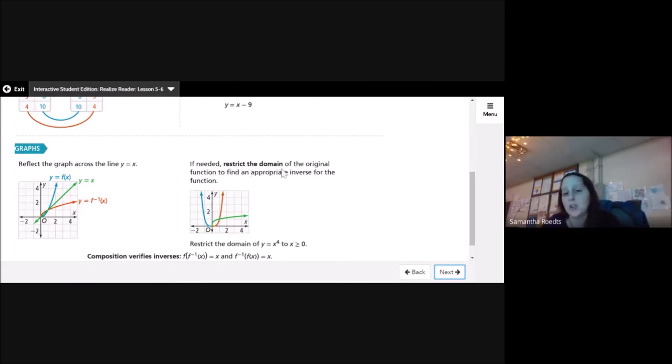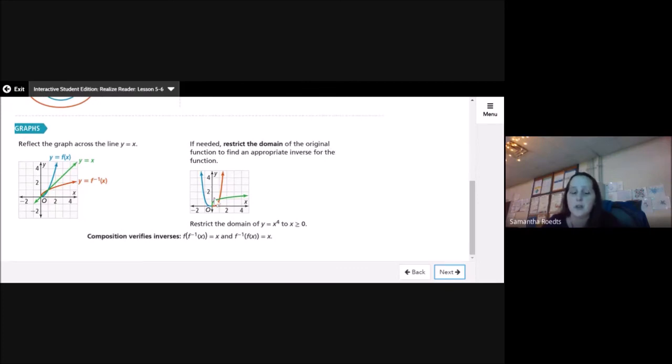If needed, I restrict the domain of the original function to find an appropriate inverse for the function, especially when I'm dealing with quadratics. So anything that looks like a parabola shape, we're going to probably have to restrict the domain, otherwise it won't be a function. So composition verifies inverses. So the inverse of f of x equals x, and the inverse of f of x equals x. And that is the end of Unit 5, Lesson 6.